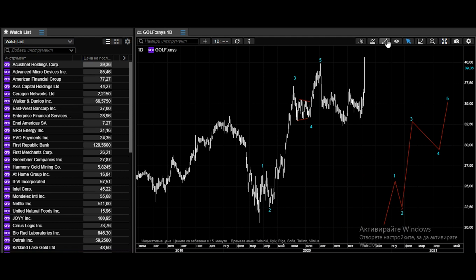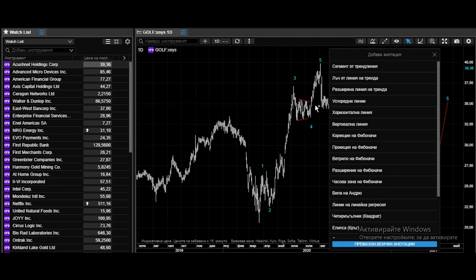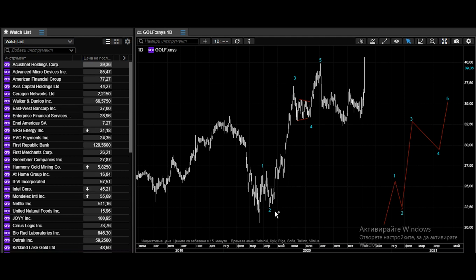The next tool that will help us to successfully identify the impulse waves is the channel. Now I'll show you how to draw the channels. What we need to do is the following. We draw a channel starting from the beginning of wave 1 through the end of wave 2 and parallel through the end of wave 1. We call it the base channel.